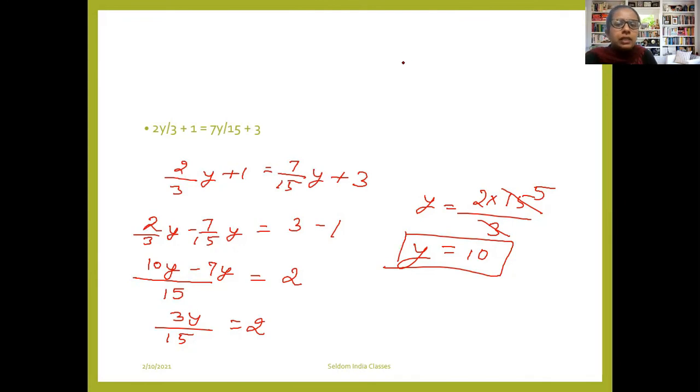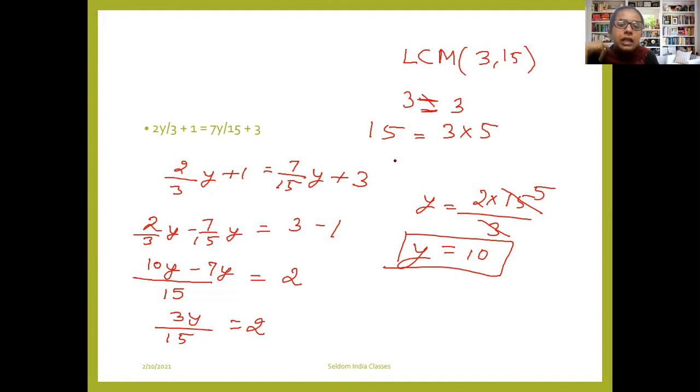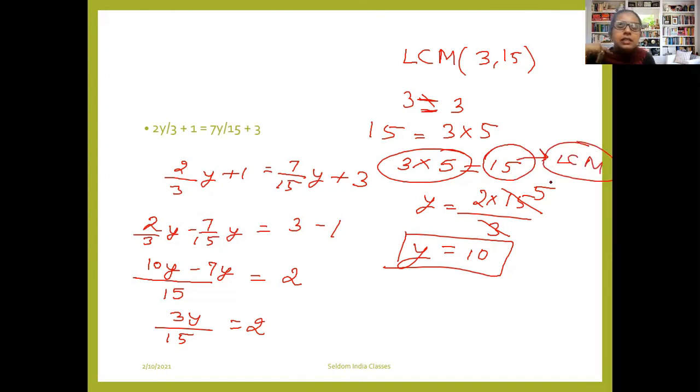How do we find the LCM of 3 and 15? We will write the prime factors of 3 and 15. The prime factor of 3 is 3 and of 15 is 3 into 5. Take the highest power of each factor. 3's highest power is 1 and 5's highest power is 1 also. 3 into 5 will give us the LCM. This is the LCM of 3 and 15.